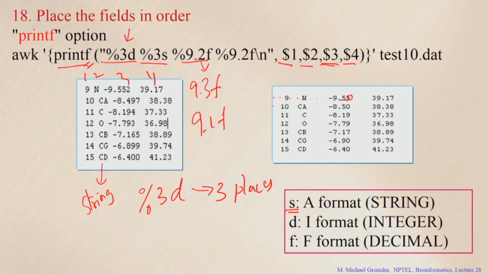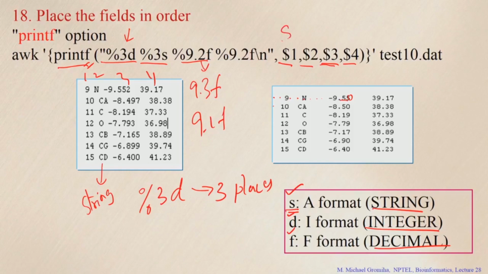So, now if you want to write any records in order, you can use these specific formats. For the string we use S, for the integer we use D, and for the decimal we use F, right. And you should match the fields. If you write the wrong way, for example, if you write $2 $1, what will happen?